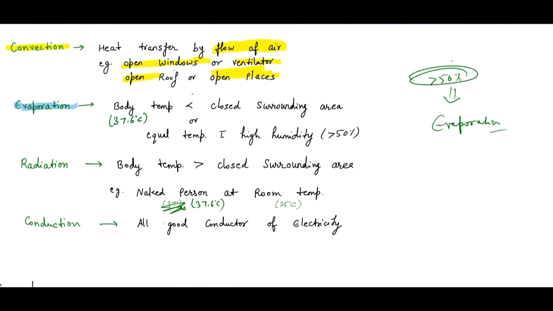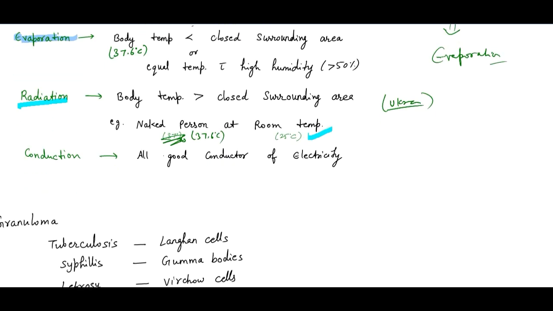Now what is radiation? In radiation, body temperature is more than the close surrounding area, like in Ukraine. In Ukraine we are a cold country, so outside temperature will be lower and our temperature will be higher, so it will be radiation. Now remember an example for that: a naked person at room temperature. What is the room temperature? 25 degrees Celsius. The optimum room temperature is 25 degrees Celsius.